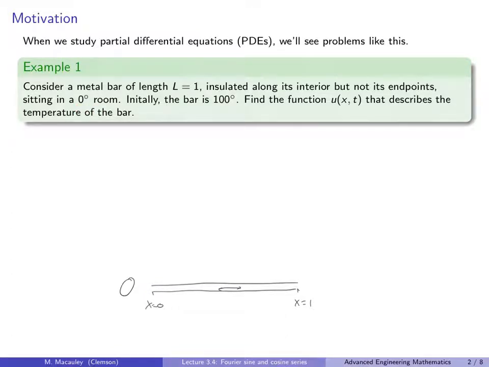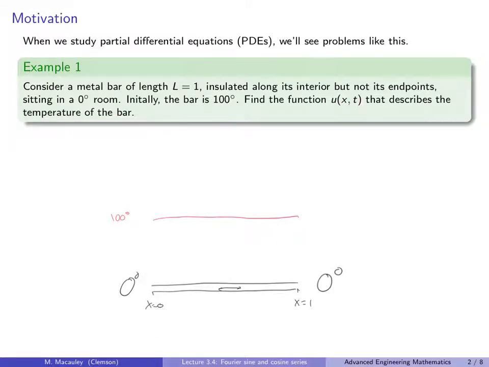We can imagine that the endpoints are sitting in a 0-degree room, or you can think of it as sticking bags of ice on the ends that are 0 degrees. Initially, the bar is 100 degrees, so the temperature of the bar is like this initially, 100 degrees. And what you want to do is find the function u of x, t, the temperature of the bar at position x and time t.